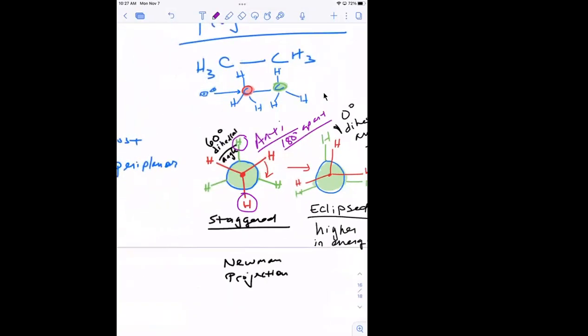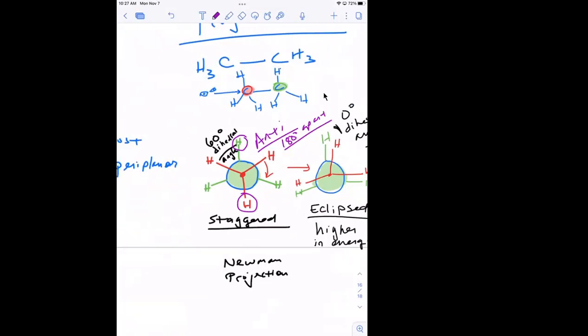Right? So when we say anti or anti-periplanar, that's what we mean. The two groups have to be 180 degrees apart from one another. Right? Any questions about the anti part? I'll clean this up before I post it too.